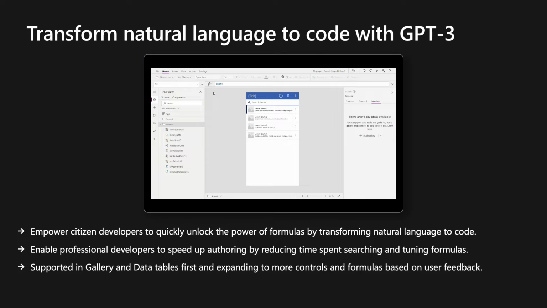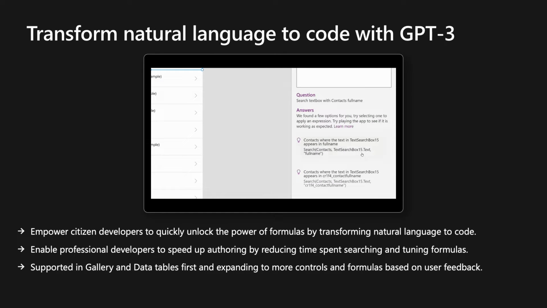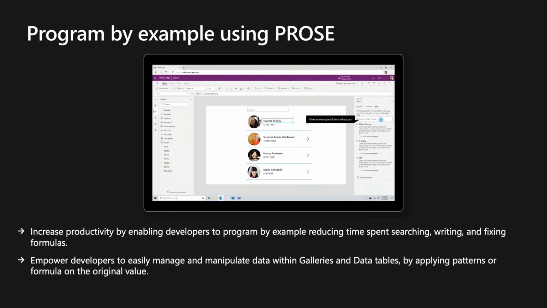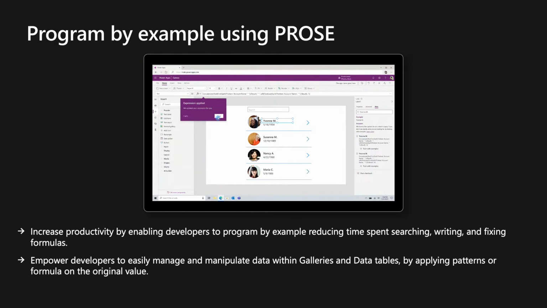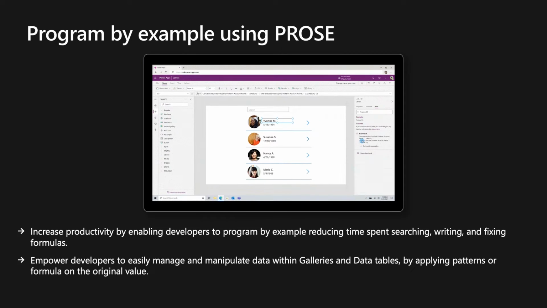I'm creating a new list here in a gallery in a Canvas application. And I'm just going to type in the natural language that I want for that. And it's going to zoom in here to show you what the GPT-3 engine has come up with as a set of formulas that map to what that natural language would give you. Similar to that, in PROSE, we'll have an example here where in the right-hand panel, I can give it examples of the kind of transformation I want from that data. And then it will write the formula that makes that transformation for you.